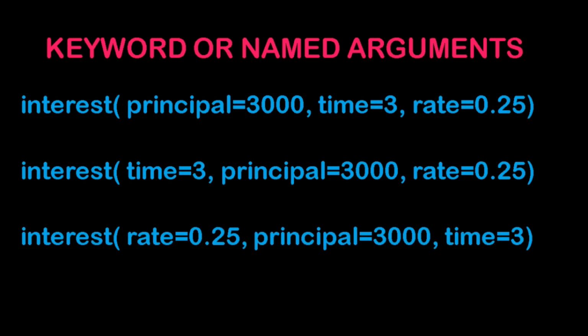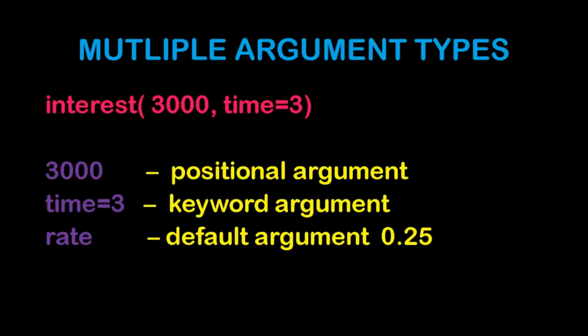In the third example, interest rate equal to 0.25, principal is 3000, time is 3. Here also the order is changed and the values are given along with the parameter. So it is called as a keyword or named argument. Then next is the multiple argument type. Based on the three types, you can combine anything, one method with another one. So that is said to be the multiple argument type.